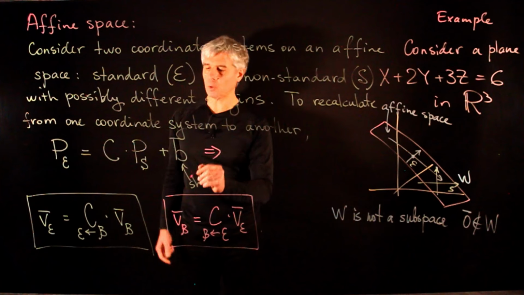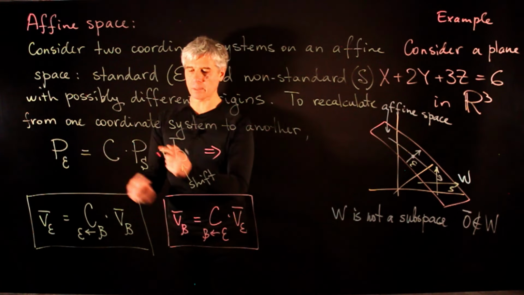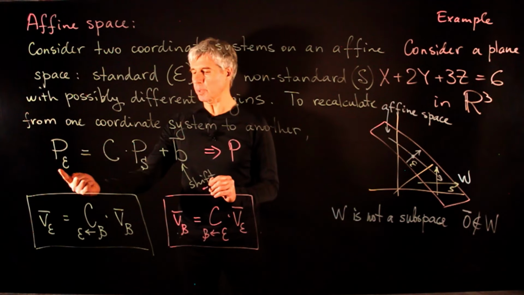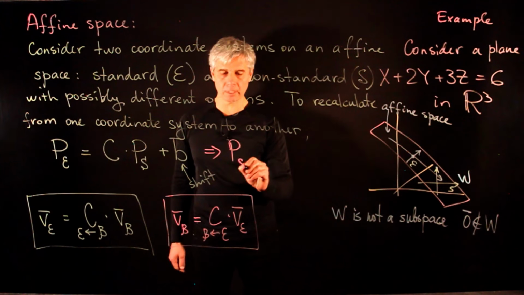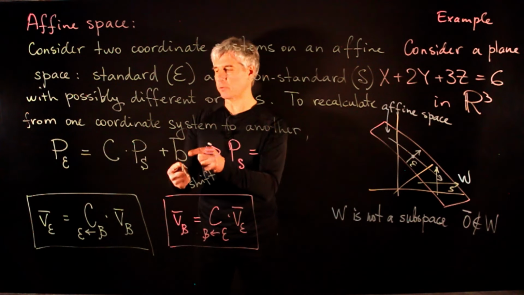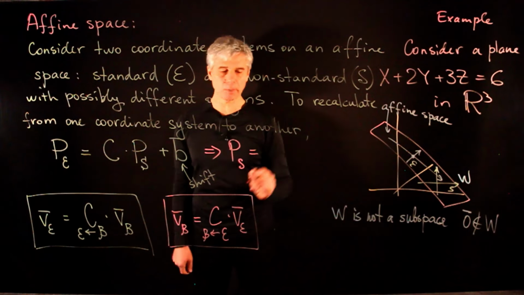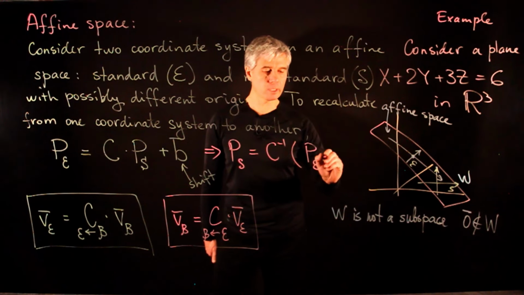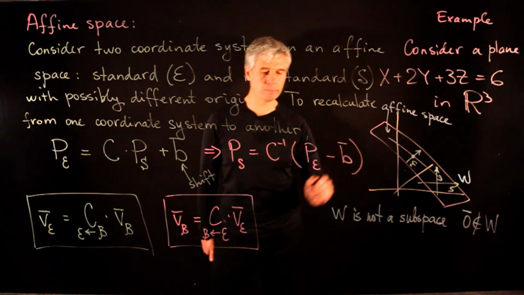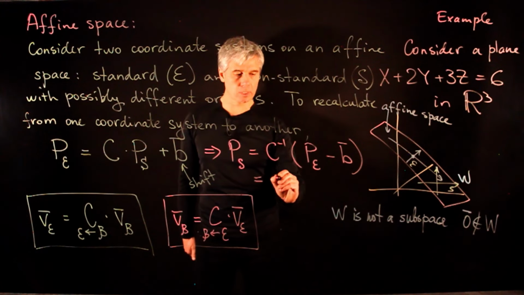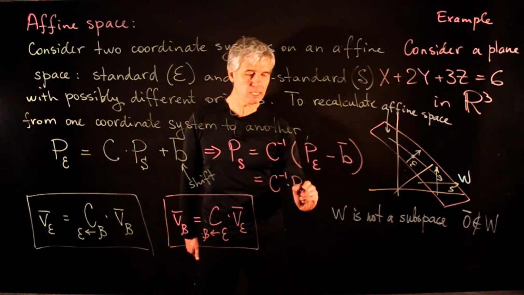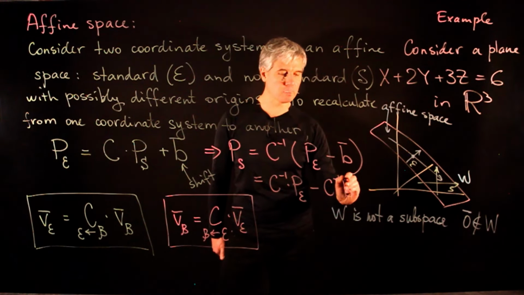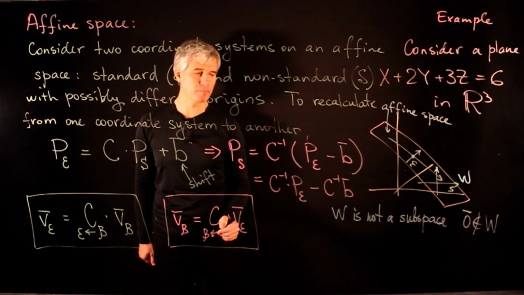And then this formula also tells us how to do the opposite recalculation. So here, if we know the standard coordinates of the point P, to obtain the non-standard coordinates, what we do is, well, we move B to the left-hand side and then multiply by C inverse. So it will be C inverse times standard coordinates minus this shift vector B, right? So this will be C inverse times PE minus the new shift vector, which will be C inverse times B, or negative C inverse times B.